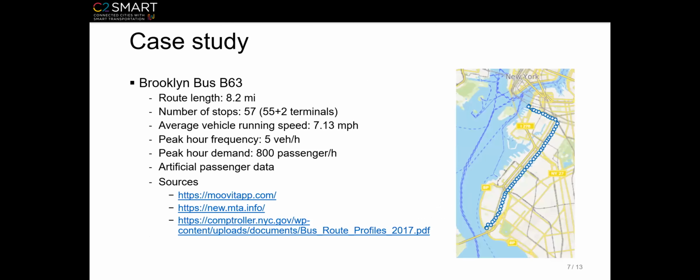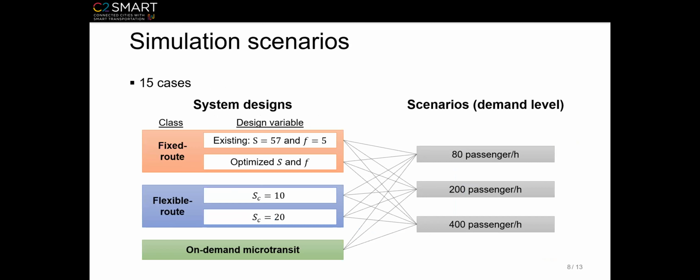We conducted a case study in Brooklyn, in New York, with the bus route called B63. We input some facts collected from online resources and ran the simulation based on 15 different cases.